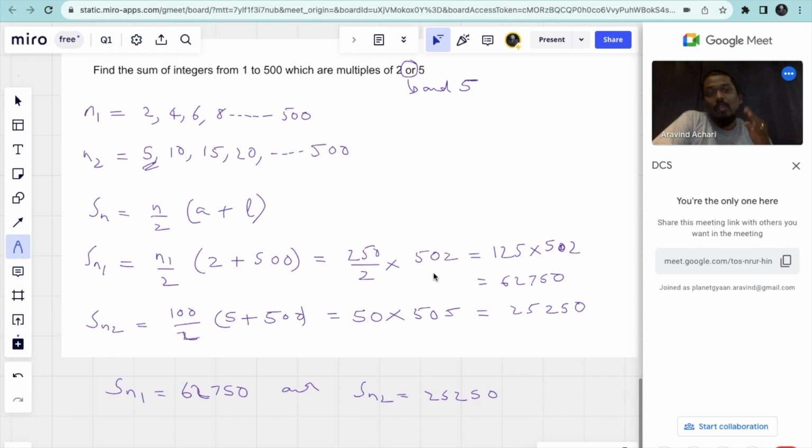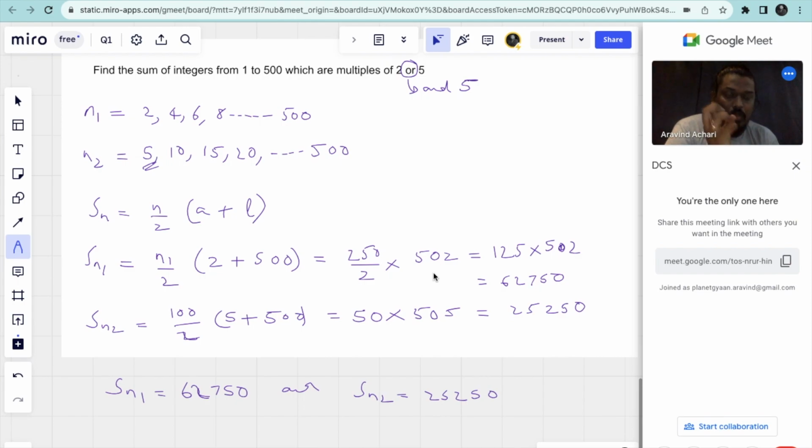Now exactly what we have to find? We have to find Sn1 plus Sn2, that is the sum of both the terms, correct? That is Sn1 plus Sn2. We have to add both of them, but as I said earlier, if you add both of them, you are also getting the repetitions, right? So for that what we have to do? We have to find out those integers which are common in both 2 as well as in 5, and we have to get rid of those, correct? We have to get rid of those integers. So how to? It's very easy. We have to basically find the LCM of both 2 and 5, which is 10, correct?